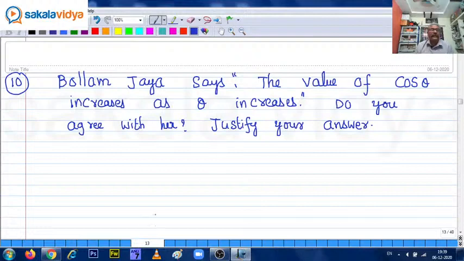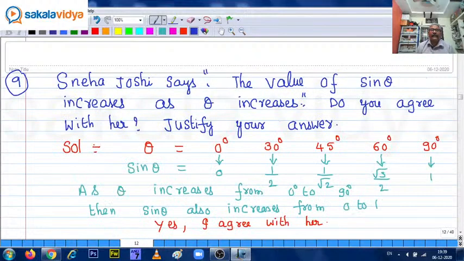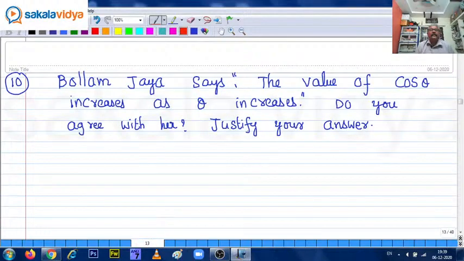So you might have not seen. Just verify what I have written. This is a very important thing I have written: 0 to 90. So then sin theta also increases from 0 to 1. I clearly mentioned it, to avoid any ambiguity. Right. No sir, I don't agree with her. Very good, absolutely correct.